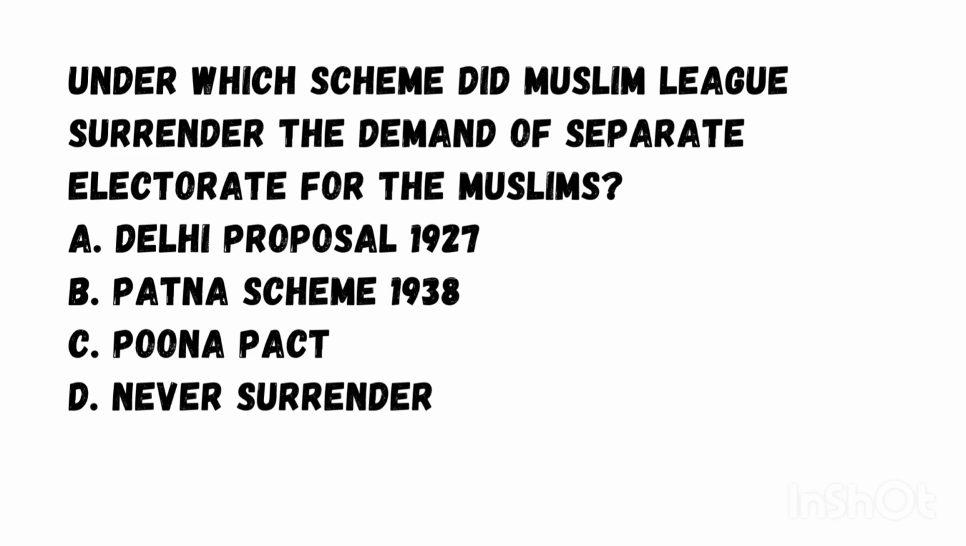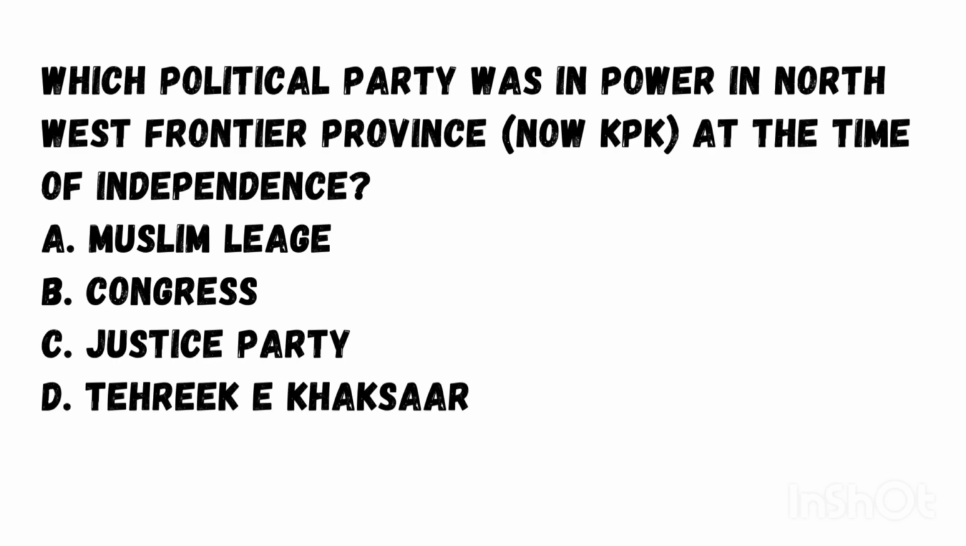Under which scheme did Muslim League strengthen the demand of separate electorate for the Muslim? And the answer is Delhi Proposal 1927. Question number 2. Which political party was in power in North West Frontier Province, now KPK, at the time of independence? Congress.